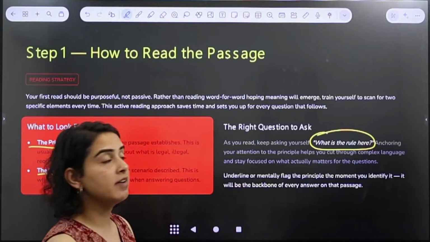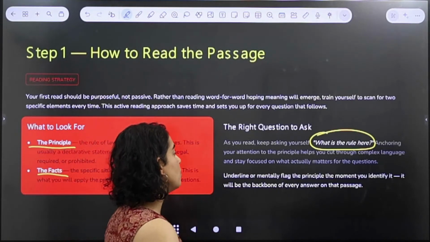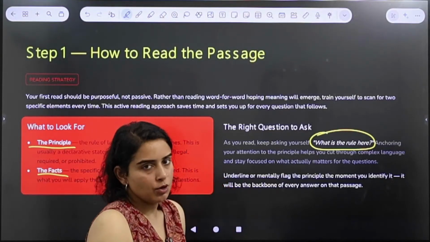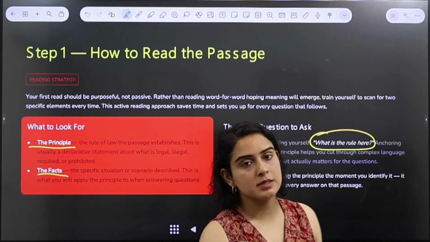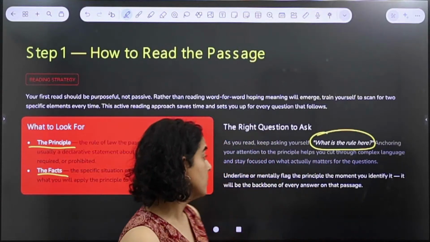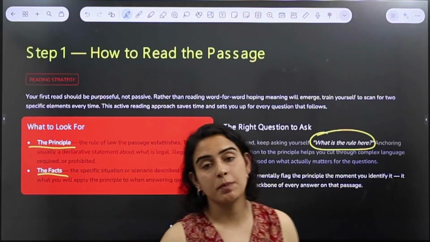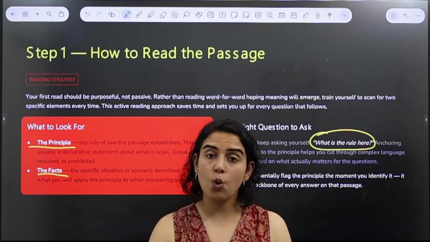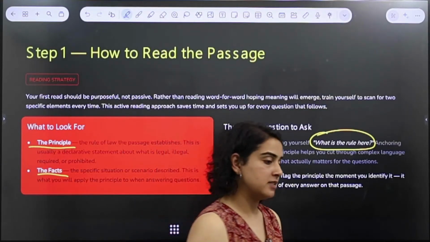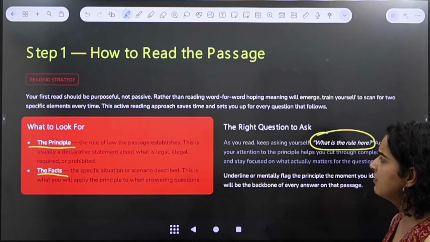And once you have identified that rule, that law, you have to underline it, or you can just flag it in your mind also that, okay, this is the principle, this is what I have to focus on. And based on that, you have to answer everything that is going to be there in your passage, because like I've mentioned in the beginning also, that is going to be the core of your entire passage. So do not waste a lot of time in understanding everything.